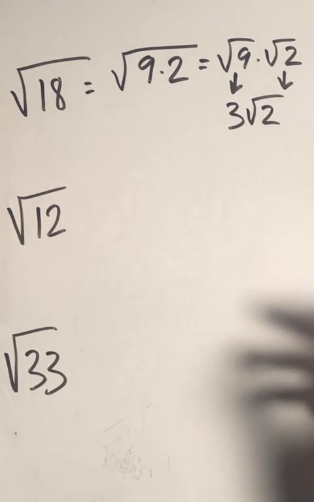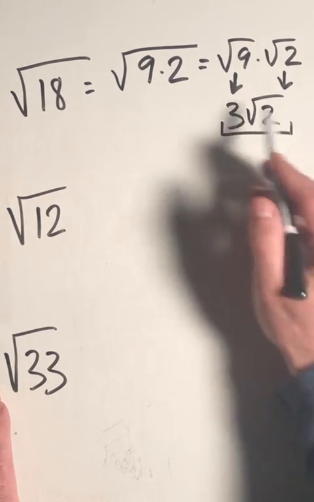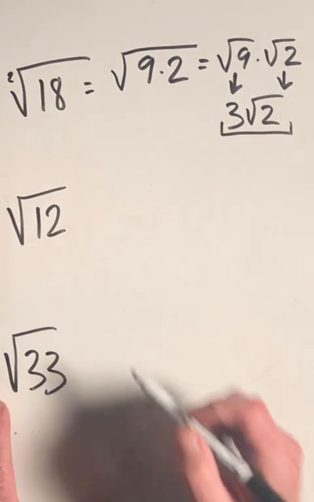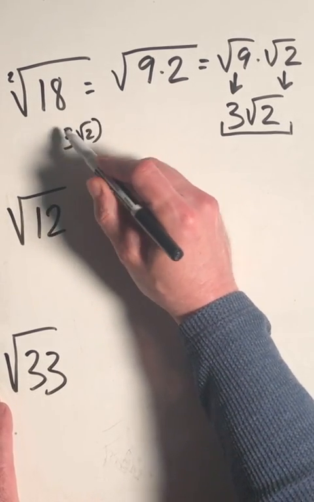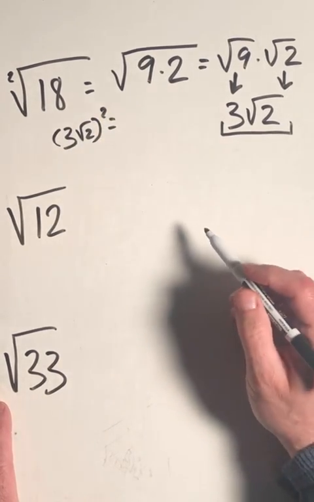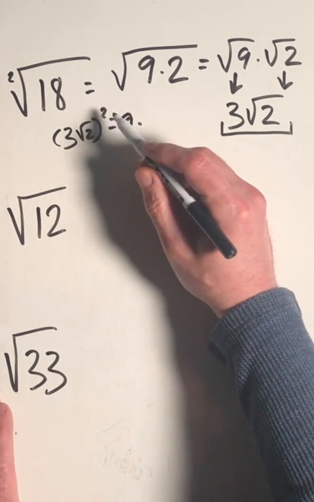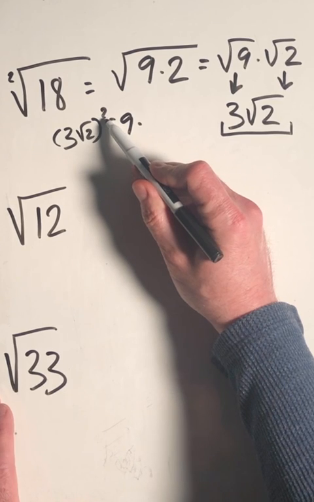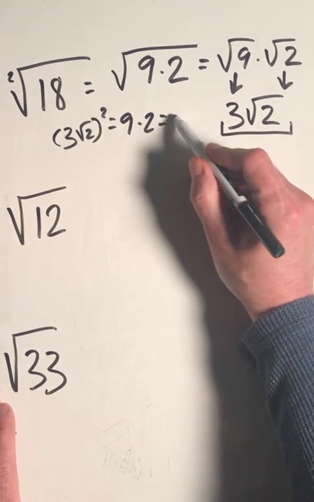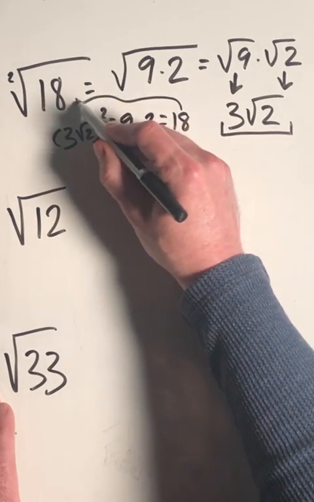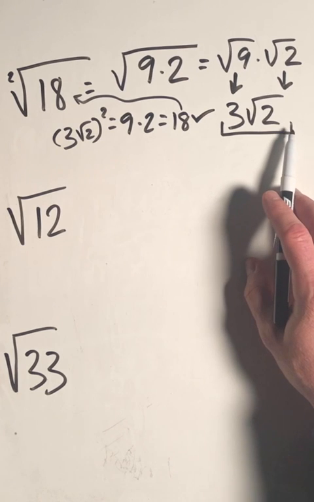To check any radical solution, we're always going to take this number and raise it to the power of the index. The index was 2. So we're going to take 3 radical 2 and raise that to the second power. That would be like taking 3 to the second power, which is 9, times the square root of 2 to the second power. The square root of 2 times the square root of 2 equals 2. So that's 9 times 2, which is 18. That was our original radicand, so I know that this is simplified correctly.